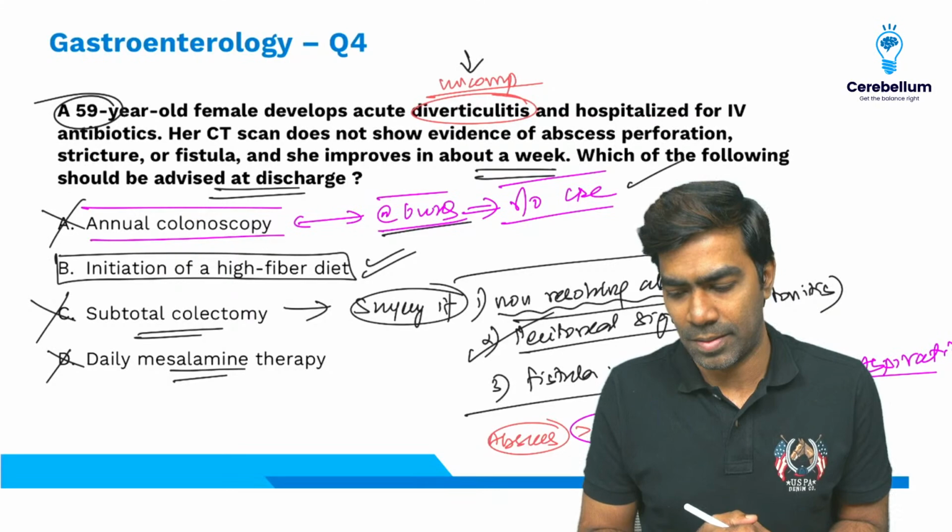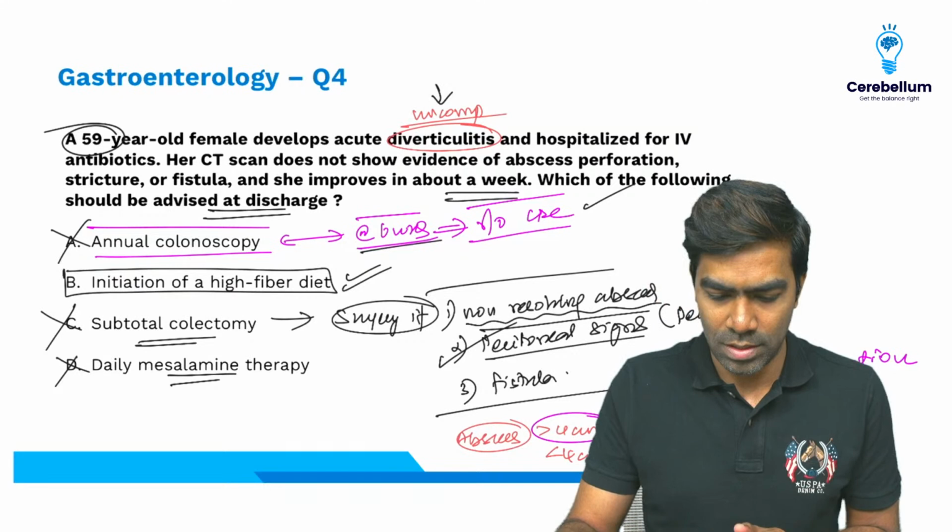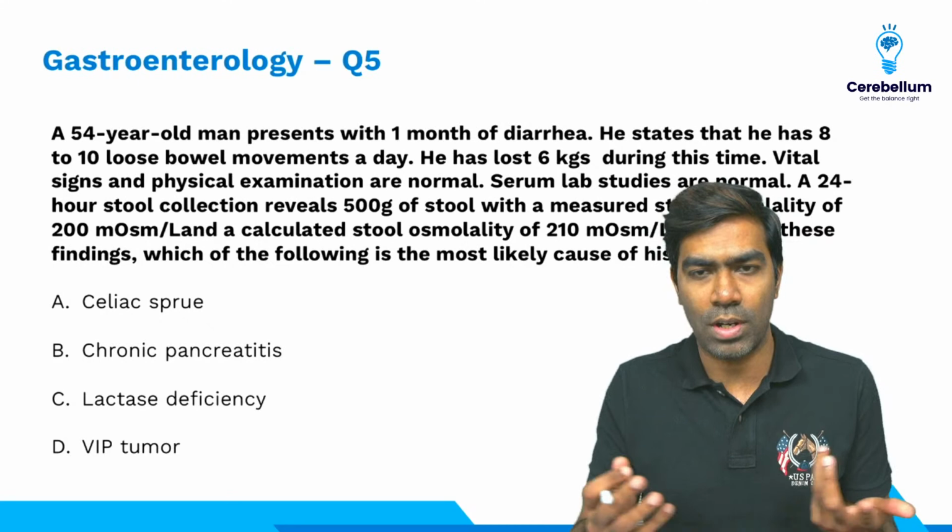And diverticulitis, yes, it's a CECT scan, it's a contrast CT scan. That's going to be the most important investigation. Okay, CT is the best for diverticulitis. For diverticulosis, maybe, if you're an undergrad, you can go for barium enema.